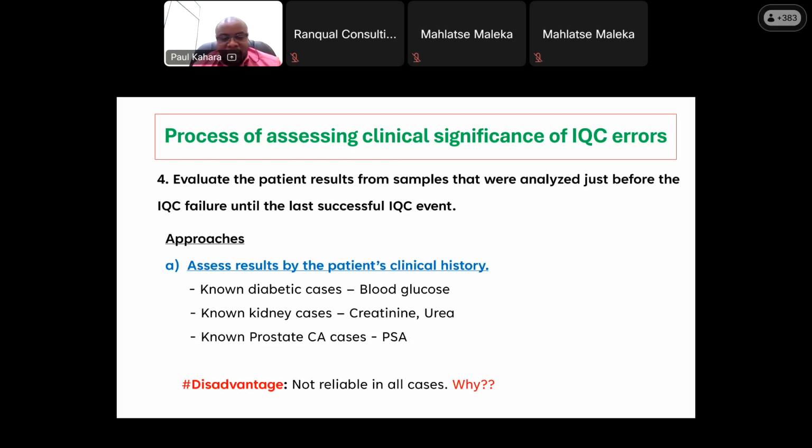But one thing is that this method is not entirely reliable, and the reason being, you may have a diabetic patient who, because of how well they have managed their blood sugars, did not record any high result. And so even if you consider their sample, you can't tell whether you released the right result because of how well they have managed their case. And so that is just one approach that we can use occasionally, but it may not be able to help us in all the cases.